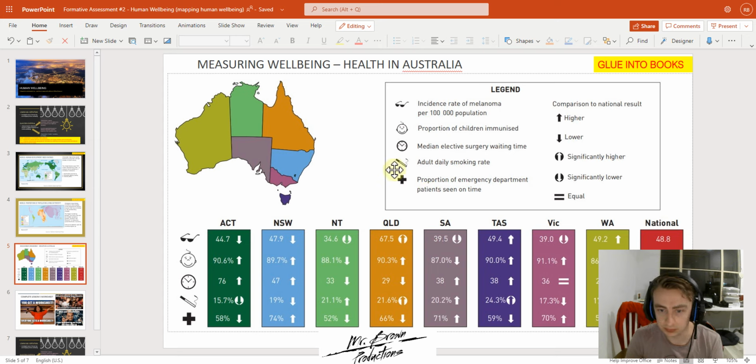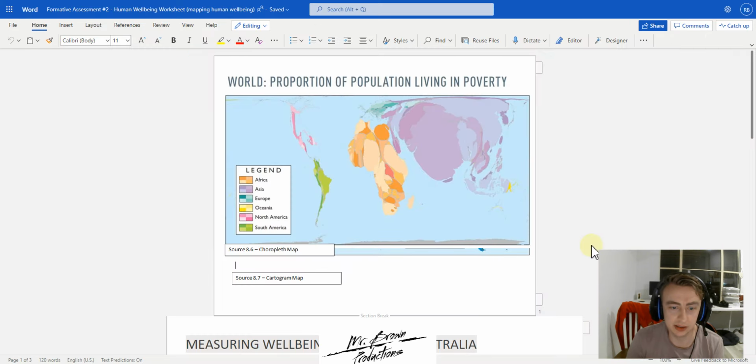Okay, so that's if you call an ambulance, how quickly is it likely to get there, or any sort of emergency health service like a helicopter or something like that. We have arrows showing higher, lower, significantly lower, or equal across all the states here. And you'll need to use this to help you answer this worksheet here.